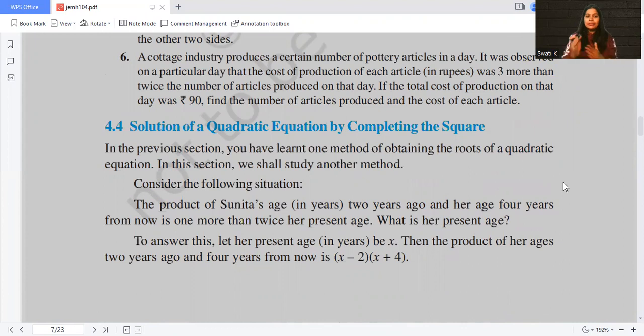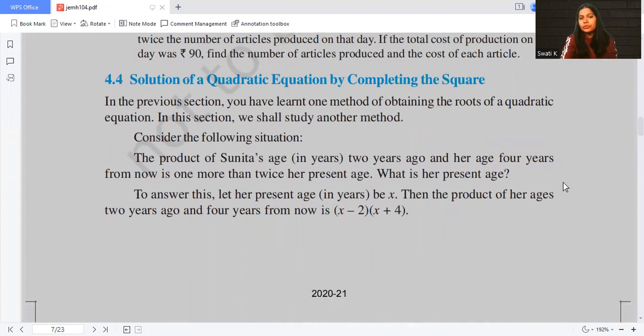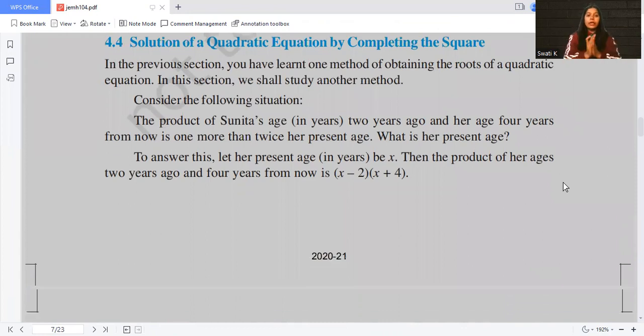All right. For example, you can consider the situation written over here. The product of Sunita's age in years 2 years ago and her age 4 years from now is one more than twice her present age. What is her present age? Okay, if this question is given, then of course you can solve it by making the equation and then solving it using the factorization method as well. So let's understand first how we can solve this question, because with that you will also understand how to make our equation very quickly. So for that, let me write down something here.